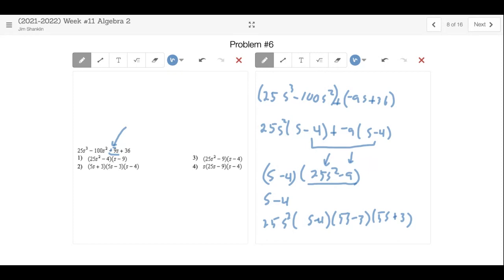What's wrong here? They don't have my answer. Oh, I didn't factor that out. I'm sorry. I just looked up here and thought I must have factored that out. I did not factor that out in the beginning. So this is my answer right here: s minus 4, 5s minus 3, and then 5s plus 3.